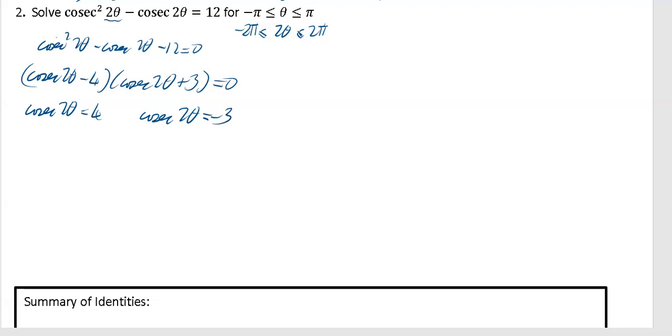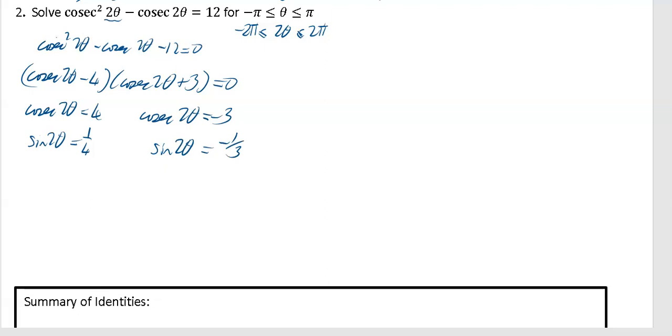For this one, that means the reciprocal of cosec to give you sine. So sine 2 theta is equal to the reciprocal of 4, which gives you a quarter, and the reciprocal of minus 3 gives you minus 1/3. Okay, we're into our basic angles.